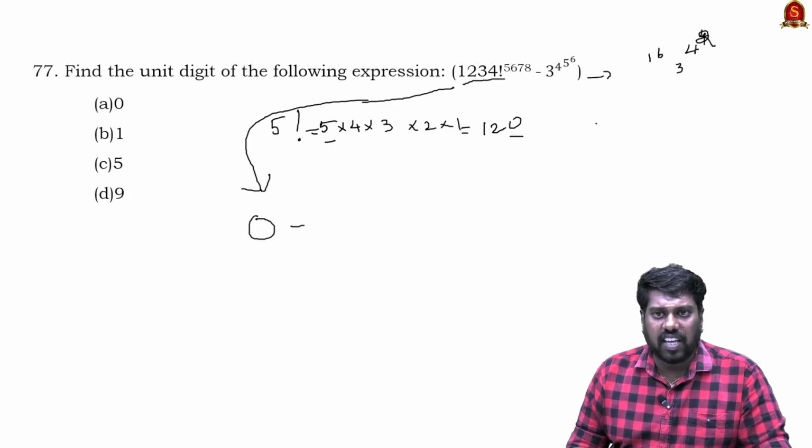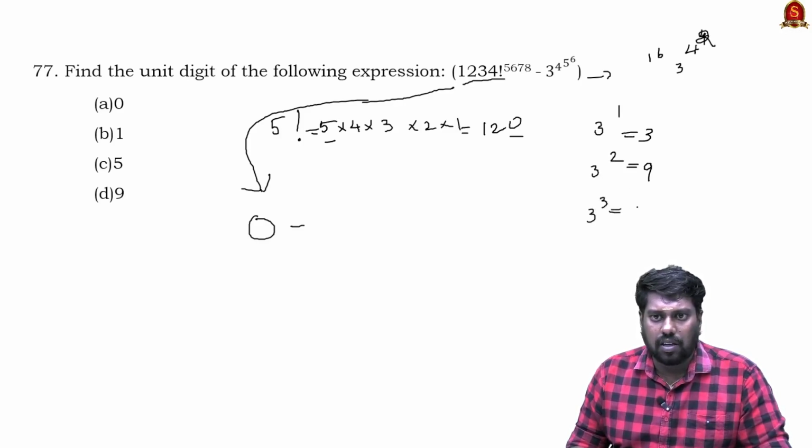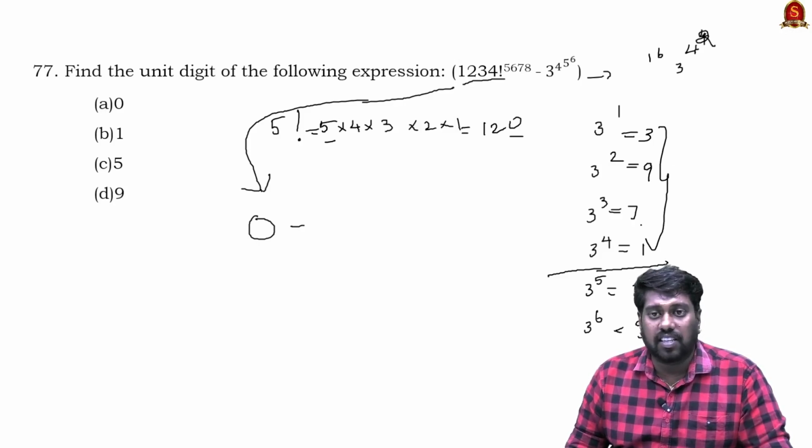You know the unit digit cycle, isn't it? What is 3 power 1? It is going to end with 3. 3 power 2 ends with 9. 3 power 3 ends with 7. 3 power 4 ends with 1. Again, if you go for 3 to the power 5, what is 3 into 1? The unit digit is again going to be 3. 3 to the power 6, 3 into 3 you will get 9. So after every fourth power, the unit digit cycle repeats itself. That is the shortcut for you.